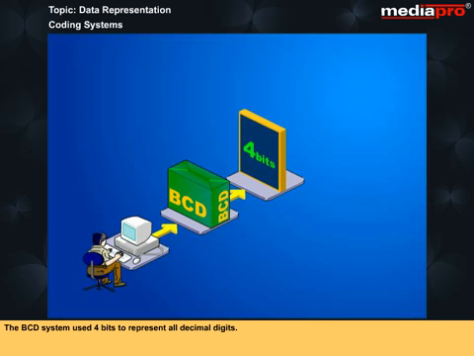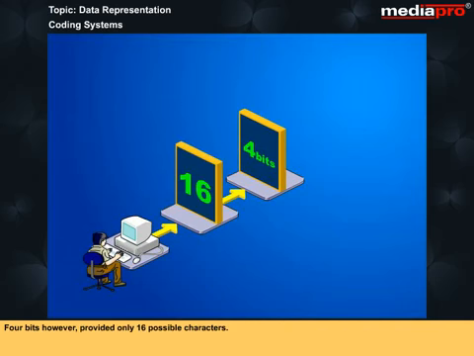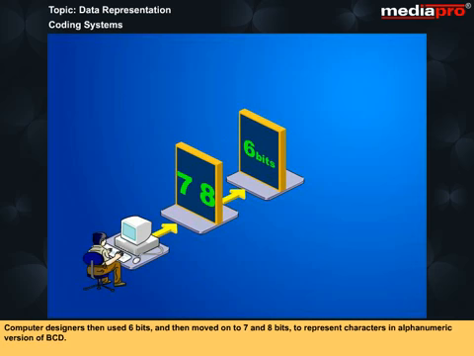The BCD system used 4 bits to represent all decimal digits. This is because the decimal numbers 8 and 9 required 4 positions for the binary equivalent. 4 bits, however, provided only 16 possible characters. This is arrived at by the simple computation of 2 to the power of 4, being the possibility of either of 2 digits, 0 or 1, across 4 positions. Computer designers then used 6 bits and then moved on to 7 and 8 bits to represent characters in alphanumeric versions of BCD.